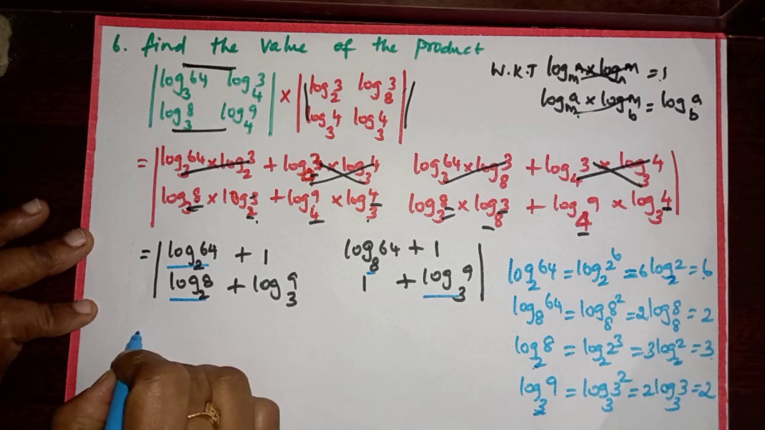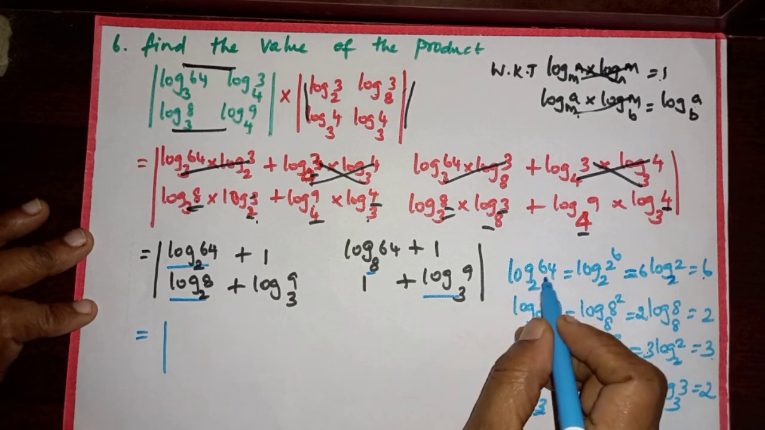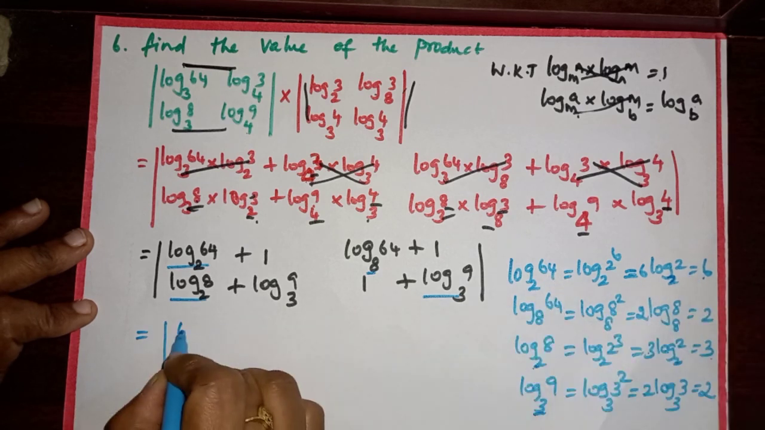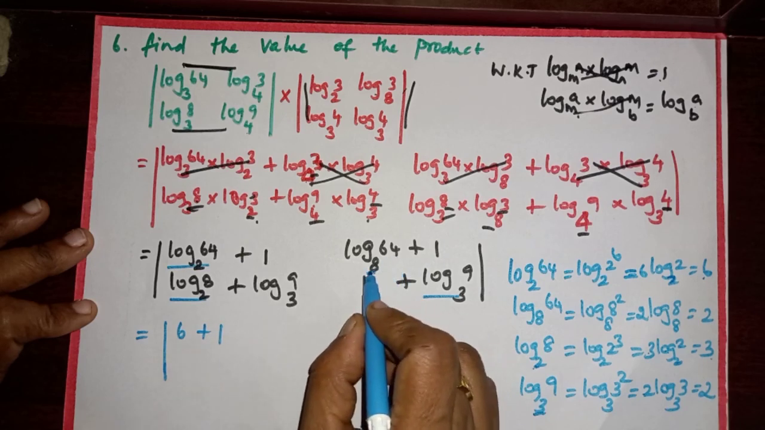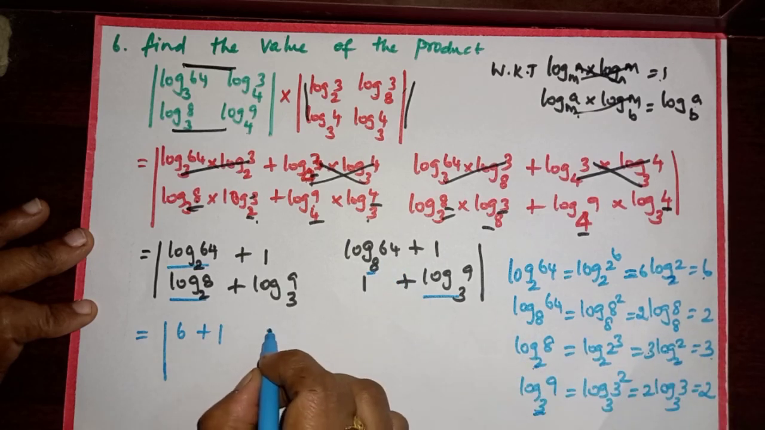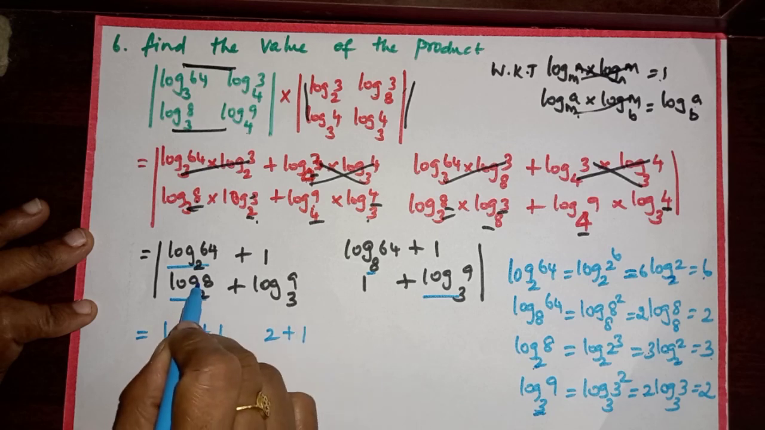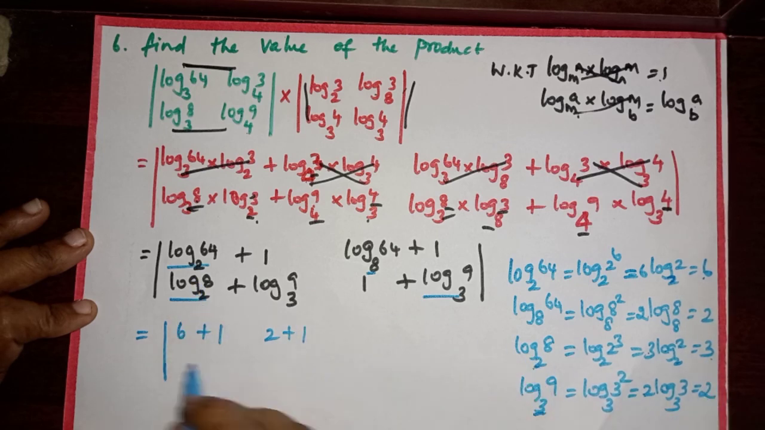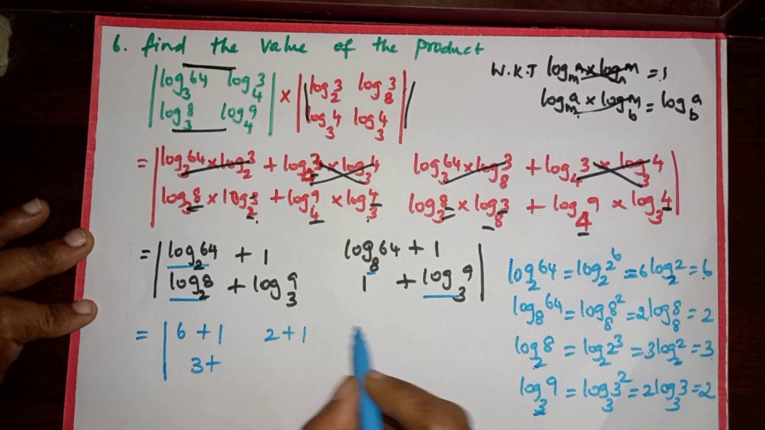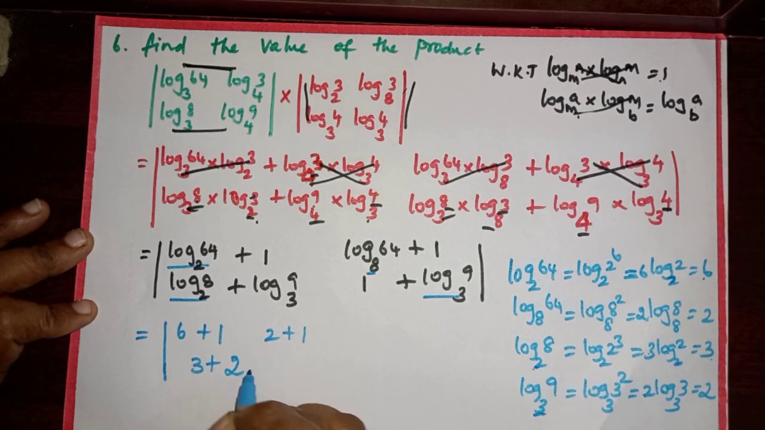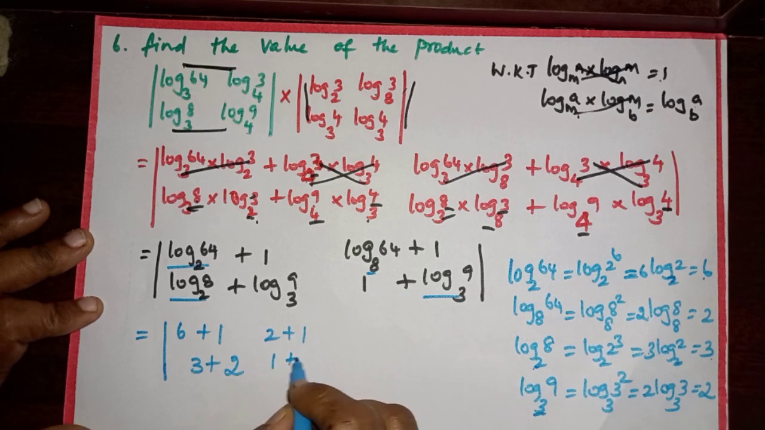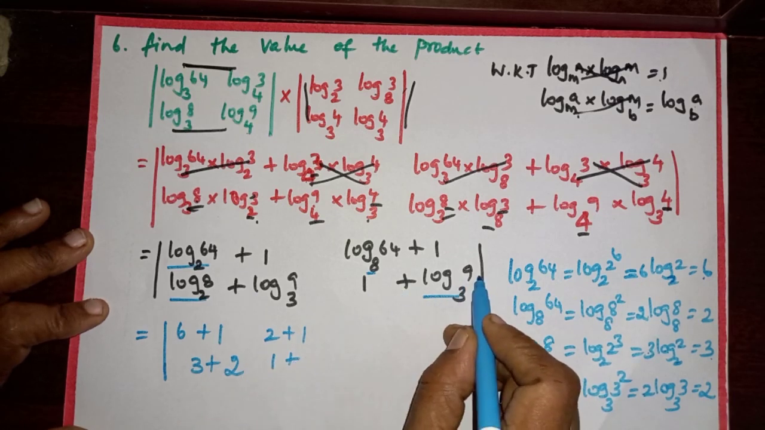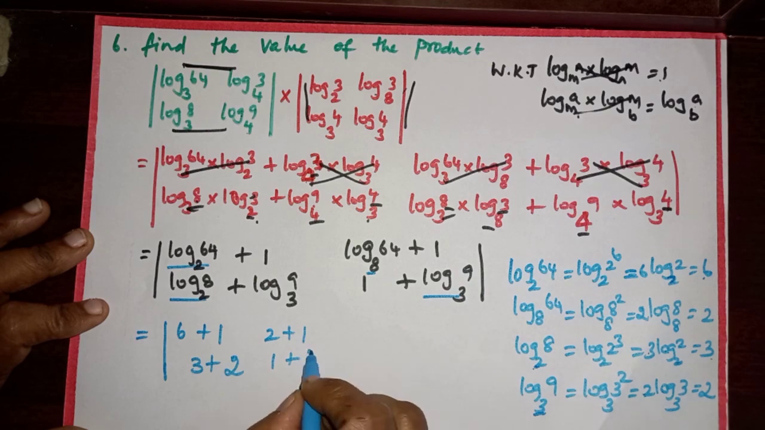Now I am going to substitute those values. Log 64 with base 2 is 6, so 6 plus 1. Log 64 with base 8 is 2, so 2 plus 1. Log 8 with base 2 is 3, plus log 9 with base 3 is 2, so 3 plus 2. Next, 1 plus log 9 with base 3 is 2.